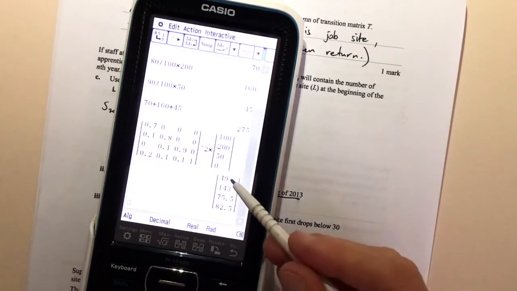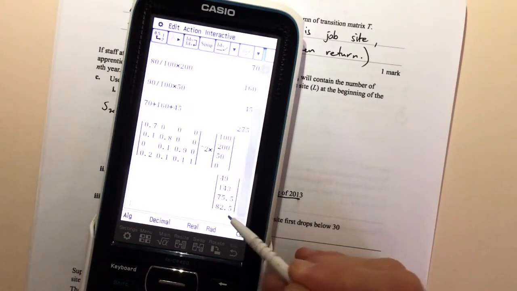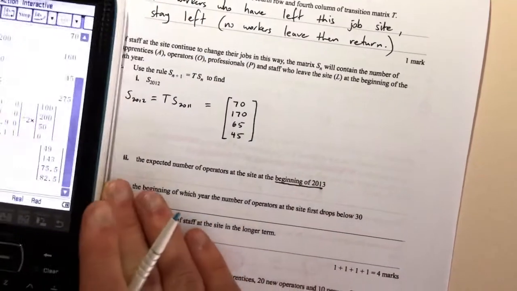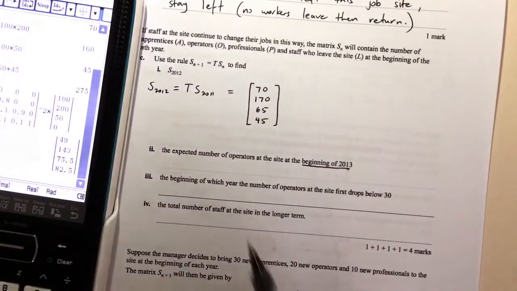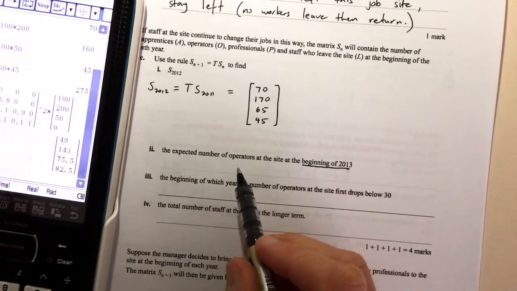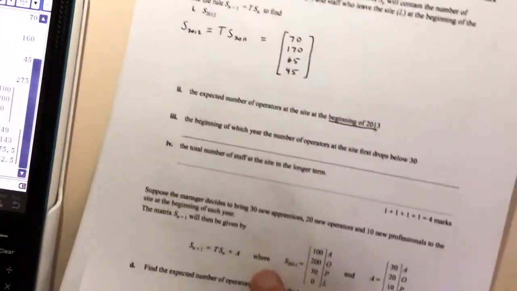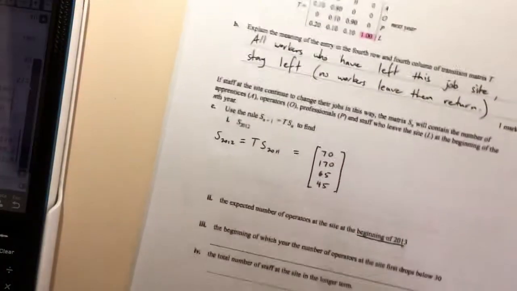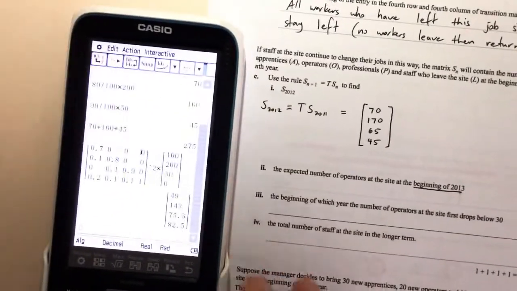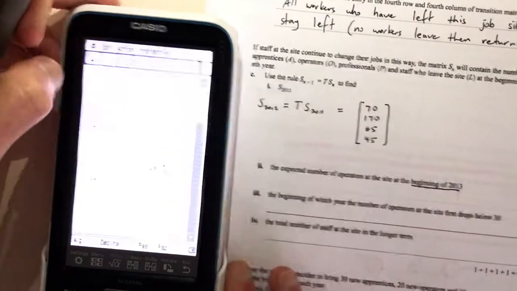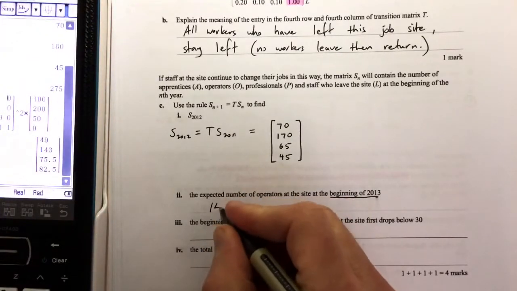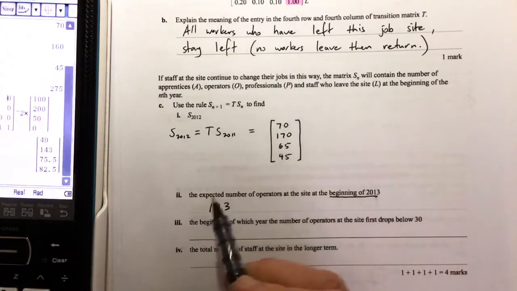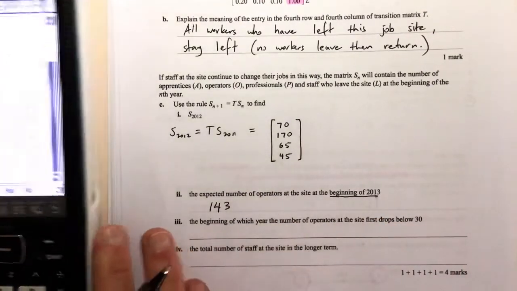Okay, and so you can see we get 49, 143, 75.5, and 82.5. Now, this question's only asking for the number of operators, right? And the number of operators, remember, is the second number down. You can go back to the previous matrix to confirm that. See that matrix S2011, how it's got A, O, P, L. So the second number is the number of operators. And so on the calculator here, we have 143 operators at the beginning of 2013. So in this case, we didn't have to write the matrix as our answer. We just had to identify one number from the matrix.